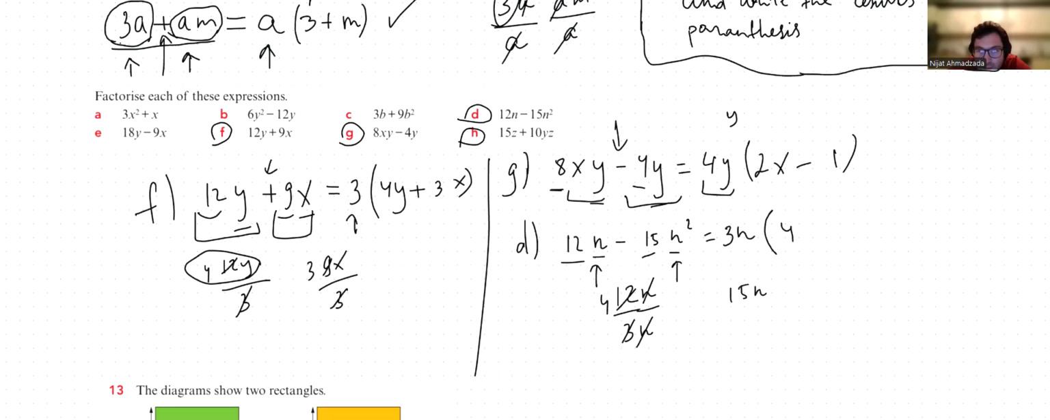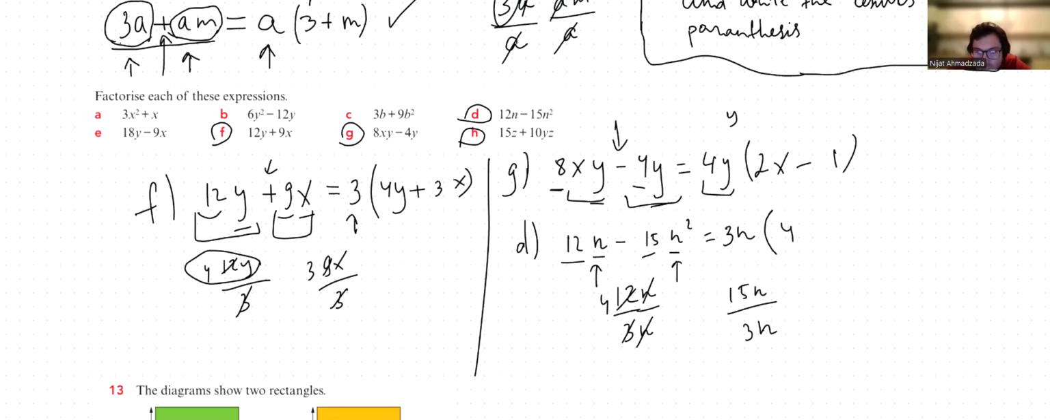15n squared divided by 3n. So n is canceling this guy. Why? Let me explain. Let me write it in this way, that would be better to see, because n squared technically is n times n, right? n squared is nothing but n times n.